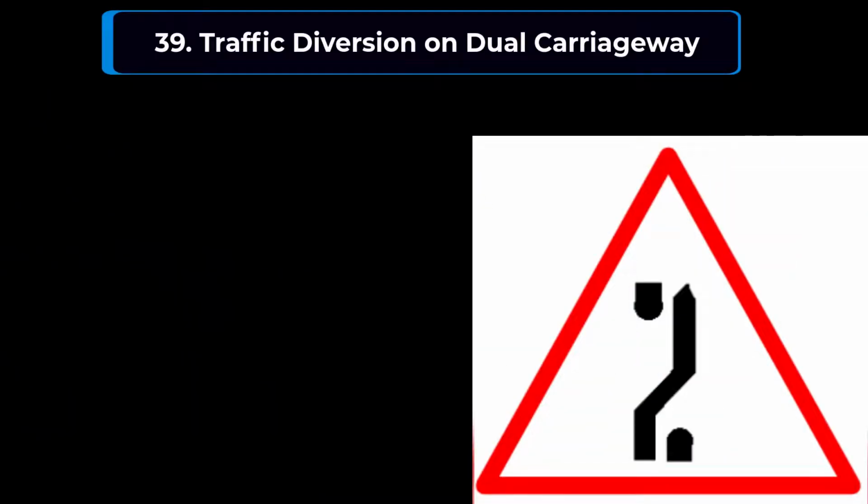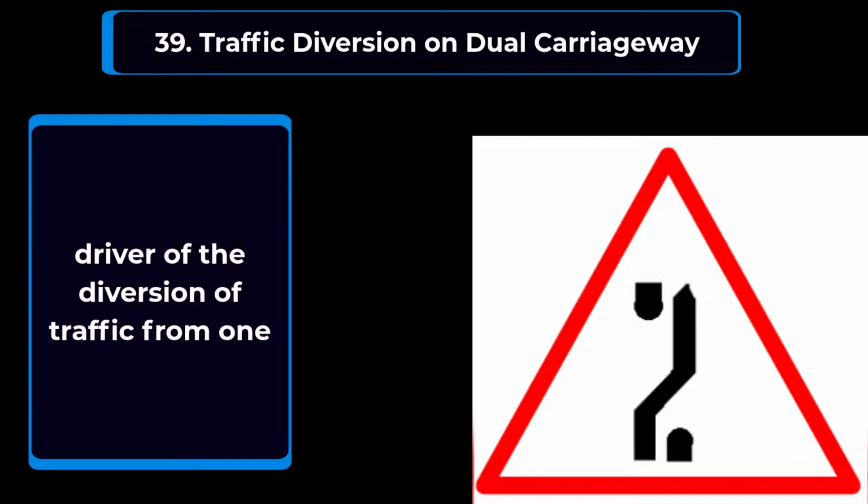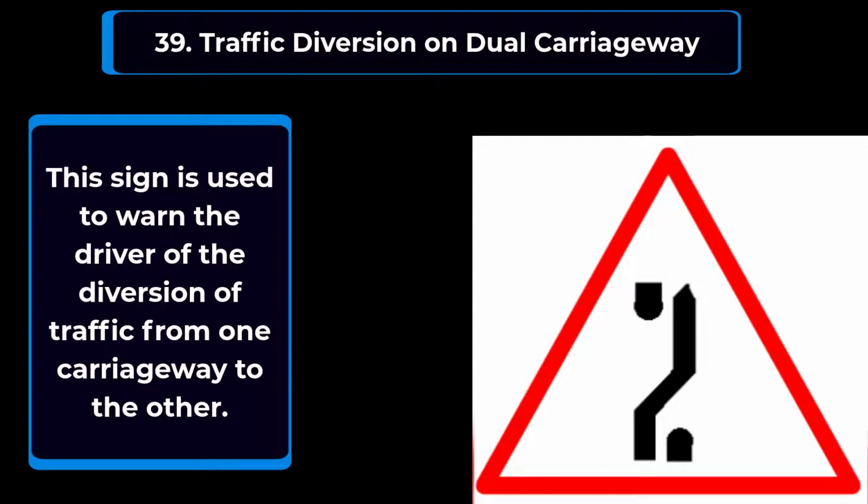39. Traffic diversion on dual carriageway. This sign is used to warn the driver of the diversion of traffic from one carriageway to the other.